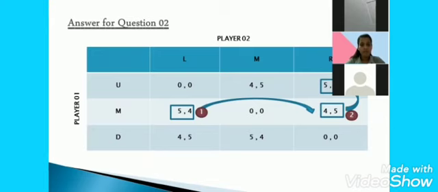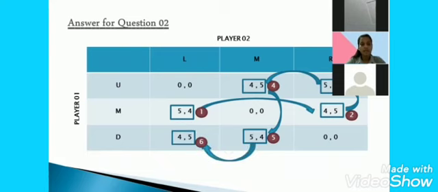and player 2 will choose the best strategy for middle. Then if the strategy for the fifth period is down and middle, player 1 will choose the best strategy for down and player 2 will choose the best strategy for middle. After that, if the strategy for the sixth period is down and left, player 1 will choose the best strategy for down and player 2 will choose the best strategy for left. If the strategy for the seventh period is middle and left, player 1 will choose the best strategy for middle and player 2 will choose the best strategy for left.